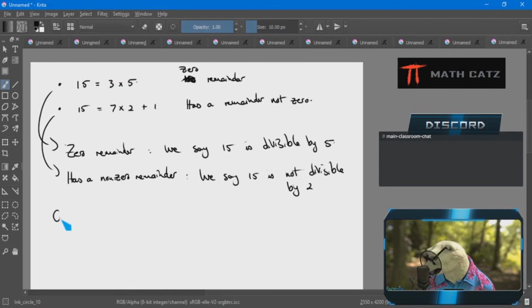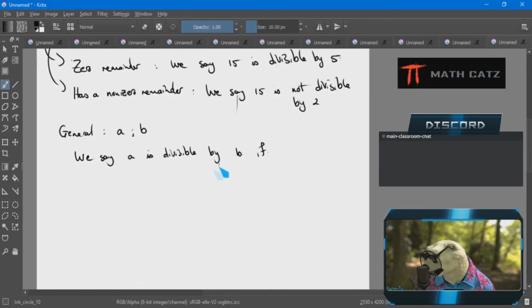Okay. So in general, I don't know what numbers I'm going to have. I'm going to have my large A and my B. We say A is divisible by B if my remainder is 0 when I write it according to my long division quotient remainder. So I do the division, I find the quotient, I find the remainder. If that remainder is 0, then we say A is divisible by B.